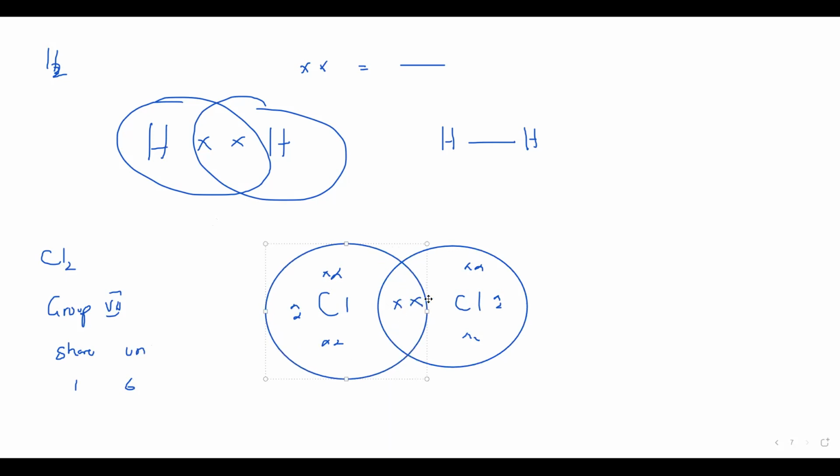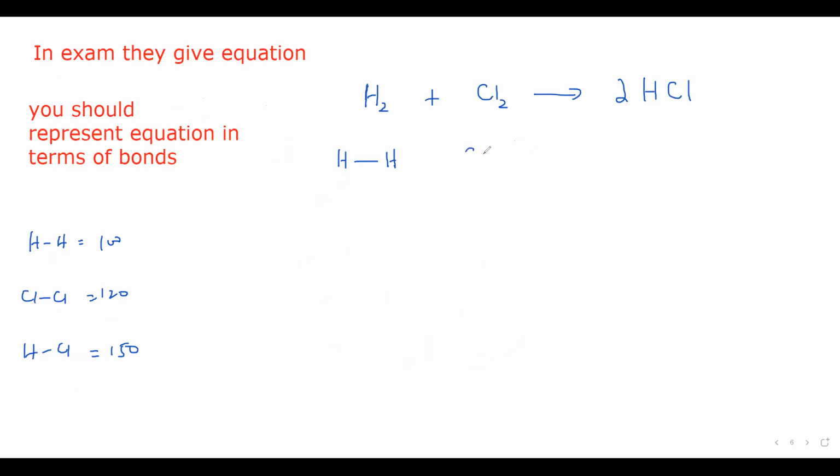And you can see there's a pair of electrons between the two chlorine atoms. Whenever there's a pair of electrons, how do we represent that pair? We represent that pair by a single line. So what is the bonding in a chlorine molecule? It is a covalent bond, a single covalent bond between the two chlorine atoms.